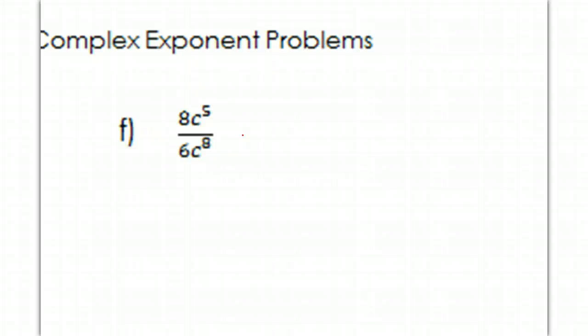So once again, we had 8 and 6, which was 4 and 3. If you subtract them, we get 5 minus 8 is 3, but we know that it's negative, so it's going to go on the bottom. So it'd be c to the positive third on the bottom. Other way to think about it is there's more c's on the bottom than there are on top. So the leftovers, whatever you subtract them, are going to be on the bottom. So that's the final answer there.